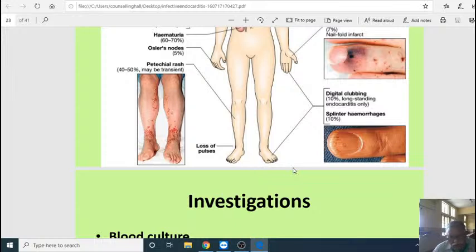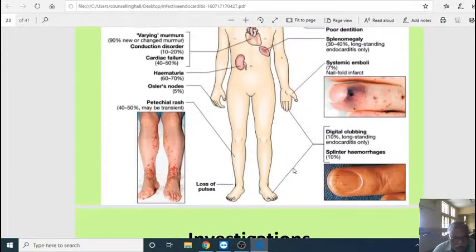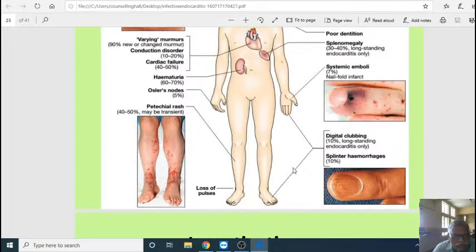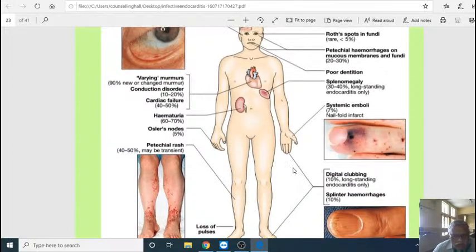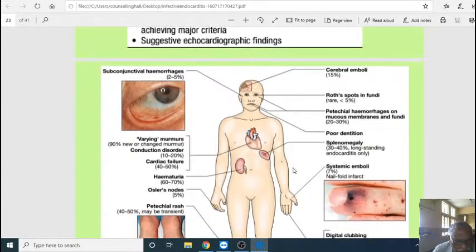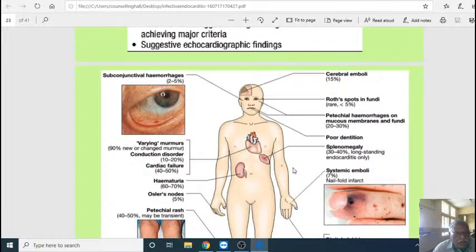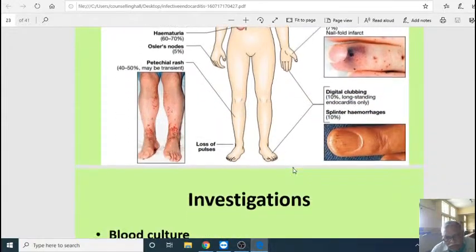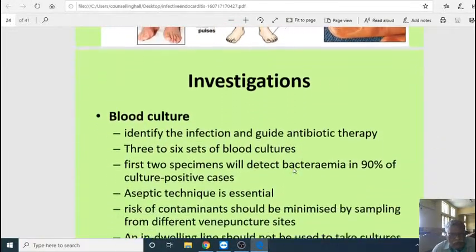Loss of pulses with emboli is also present, and then you find petechial hemorrhages over subcutaneous regions, splenomegaly, and hematuria whenever there is involvement of the kidneys. Cardiac failure occurs with cardiac damage, endocarditis and valvulitis, and it may damage the cusps and even the interatrial and interventricular septum, leading to ASD and VSD.